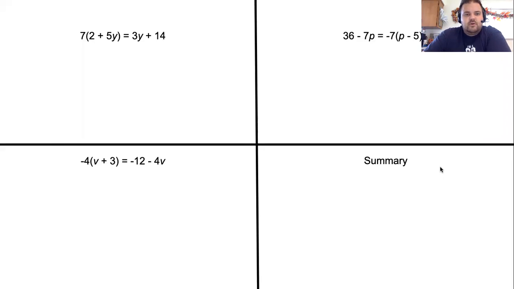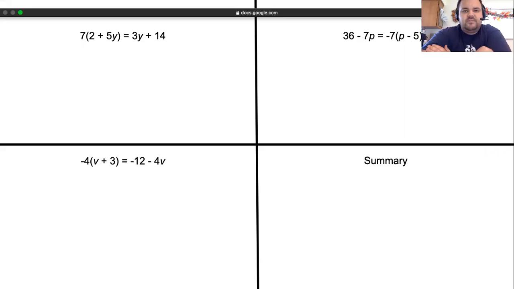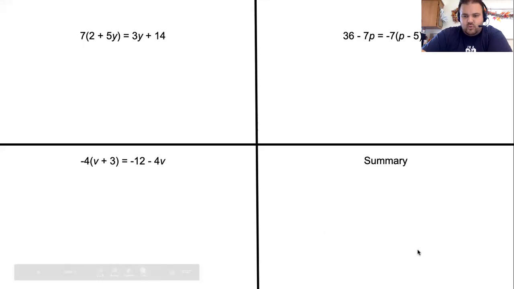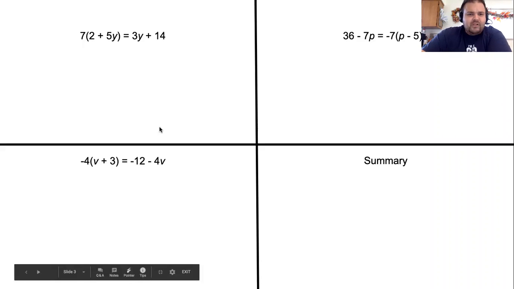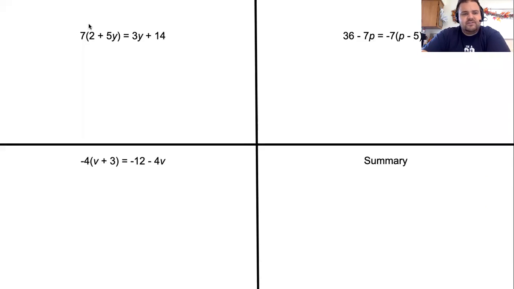All right, so here we go. We're going to go ahead and do some problems here with solving equations. And in particular, we're going to look at some unique situations that happen when you are solving equations. So let's just go ahead and do some problems here. Here's our first problem here.